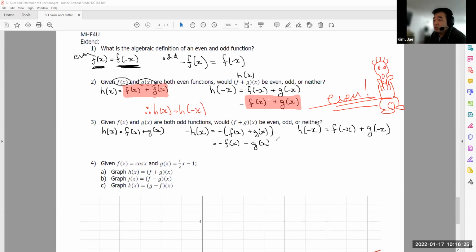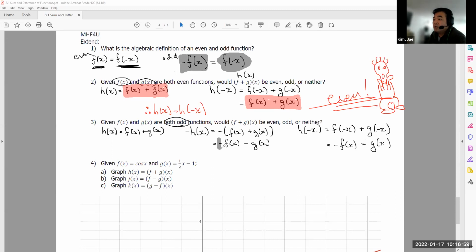Now, clearly, these two don't look alike. But remember, I've already stated that f of x and g of x are both odd, which means if I have a function that has a negative x value, it will be the same as having a function with a positive x, but a vertical reflection instead. So I can rewrite this as negative f of x. And the same applies to g. That's a negative g of x.